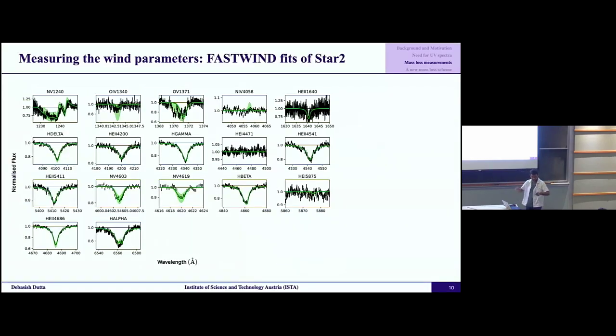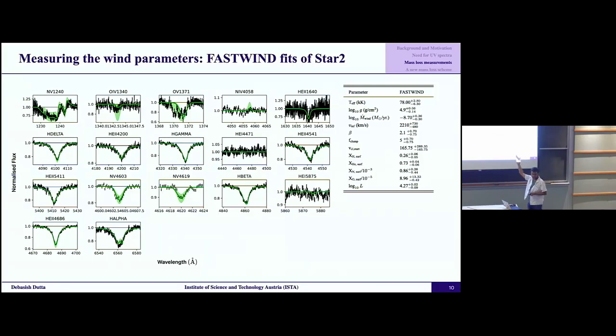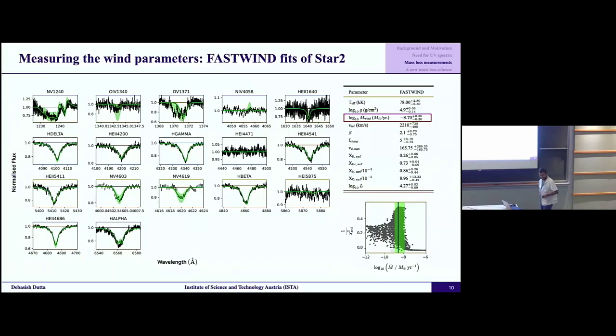So I show you here now my first results of one of the stars, star 2. On the black, I have the observed spectrum. On the green, I have the best fit with the errors. Here are all the best fit parameters. I'd like to point out this mass loss rate, which is around 10 to the power minus 8.7 solar masses per year. And here I show you the distribution of the parameter space.